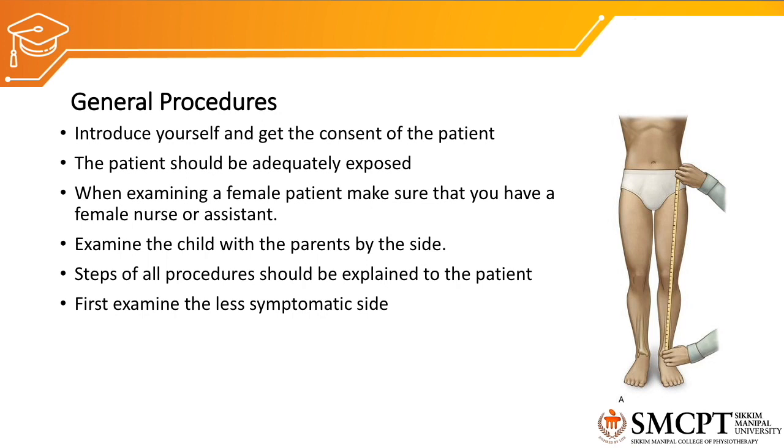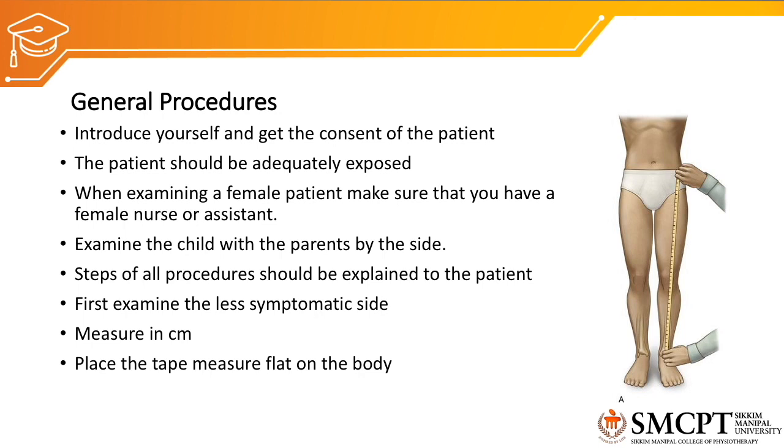First, we will examine the asymptomatic side rather than the symptomatic side. The measurement should be taken with the soft metric tape, and it should be taken in centimeters. First, we need to place the tape flat on the body so that the readings are visible to the examiner. The tape measure should be stretched properly to get a correct reading. If the tape is slack, then it may give an incorrect reading. So these are some of the general procedures which we need to remember and follow.